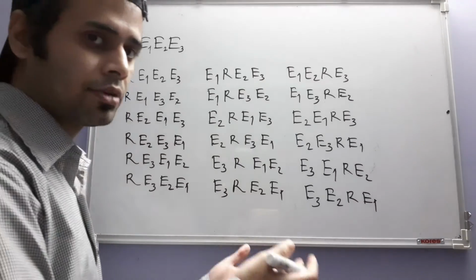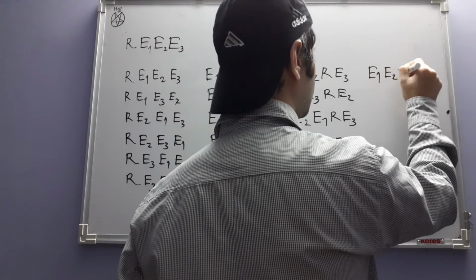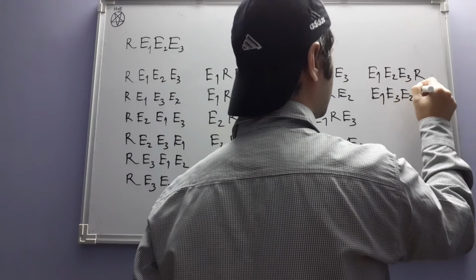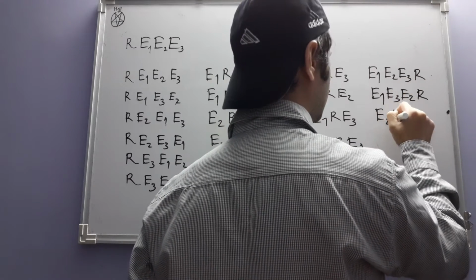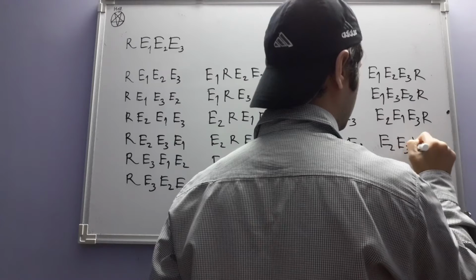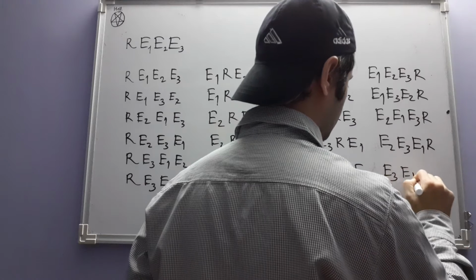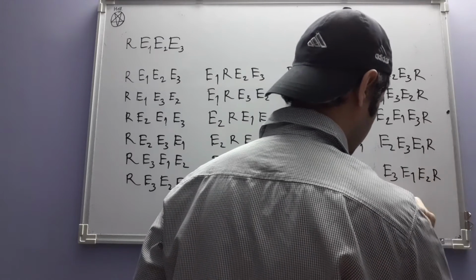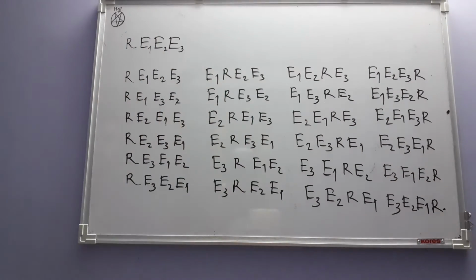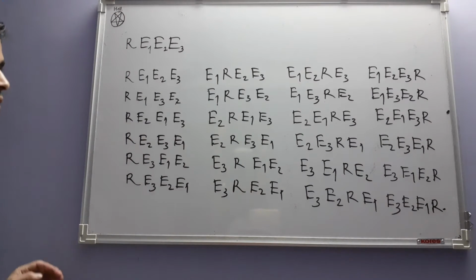Finally, in the fourth column, R will appear in the fourth position. So it's just E1 E2 E3 R, E1 E3 E2 R, E2 E1 E3 R, E2 E3 E1 R, E3 E1 E2 R, E3 E2 E1 R. So these are all the 24 permutations if the 3 E's are considered as distinct.